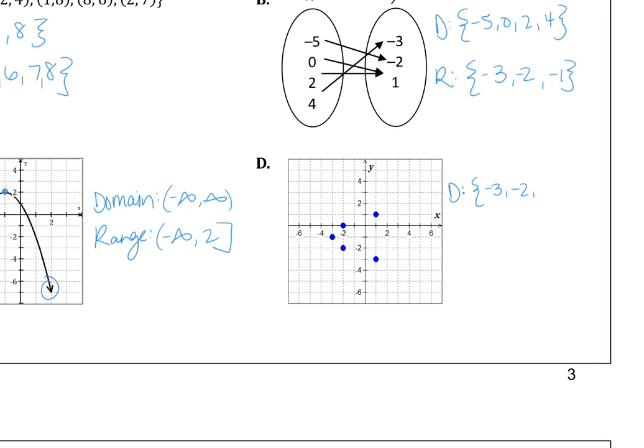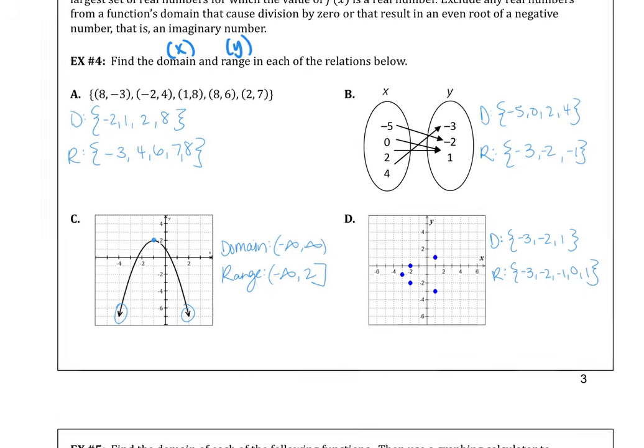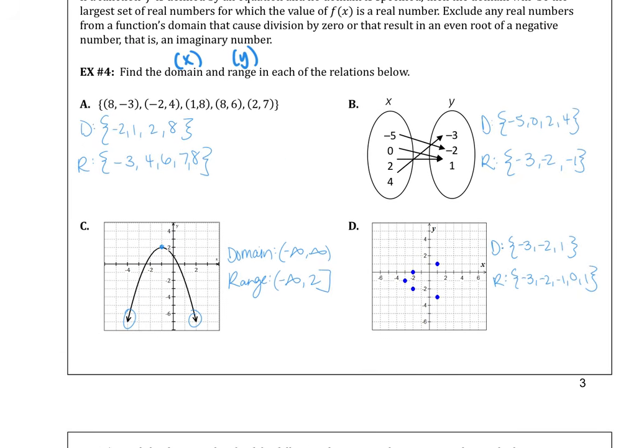-3, -2, 1. Range, bottom to top, -3, -2, -1, 0, 1. There we go. Okay. Should be familiar. We did all of this in Algebra 2.